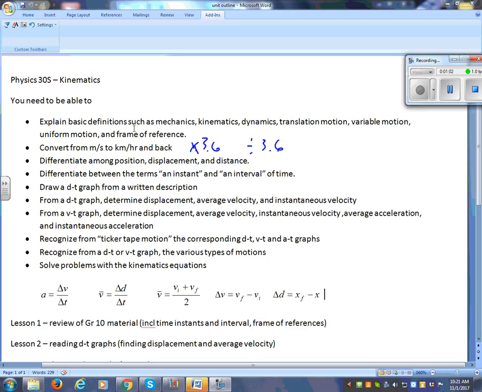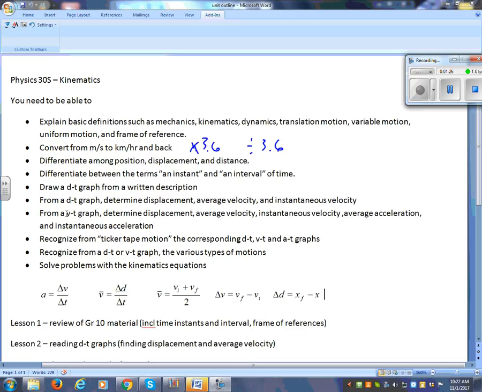You need to differentiate, or tell the difference between, the terms an instant and an interval of time. Of course, an instant of time is just a single reading, and an interval of time is two instants, the difference between them, right? Draw a DT graph from a written description. So remember when we did the girl that forgot her gym clothes or something, and you had to draw the picture? That kind of thing.